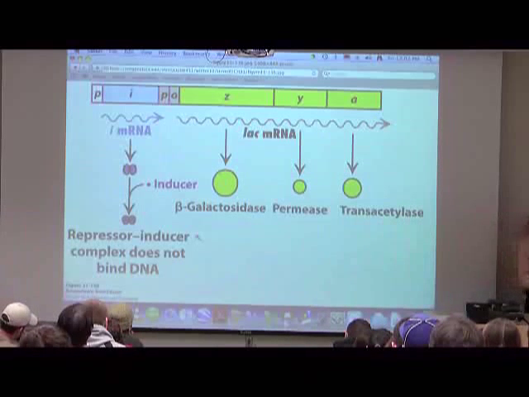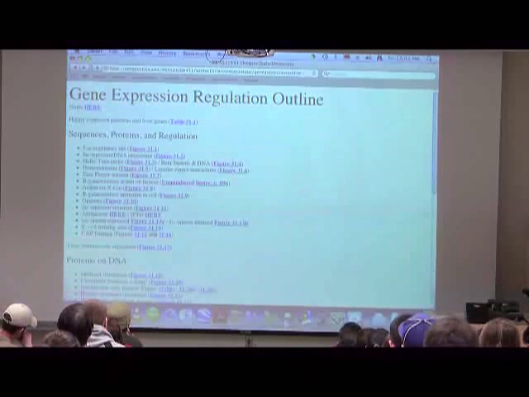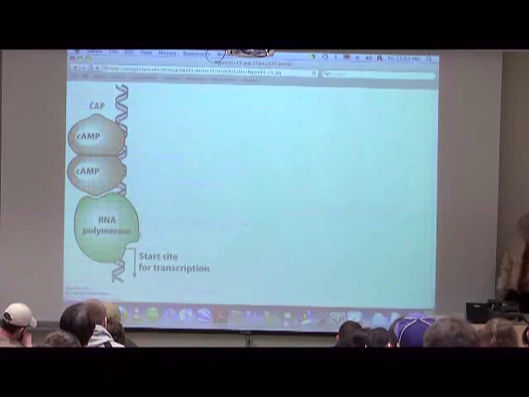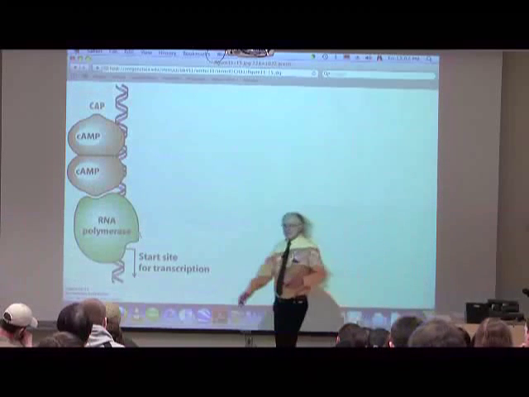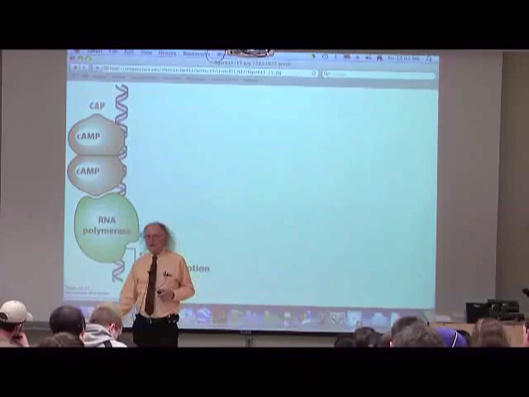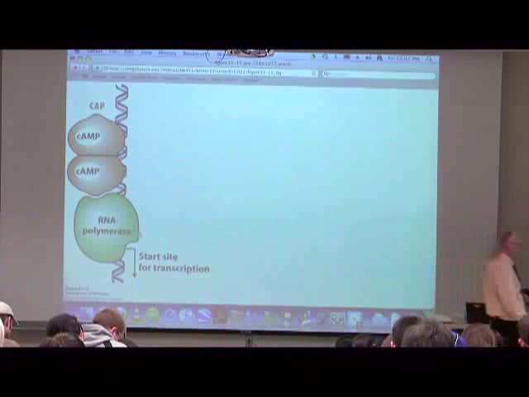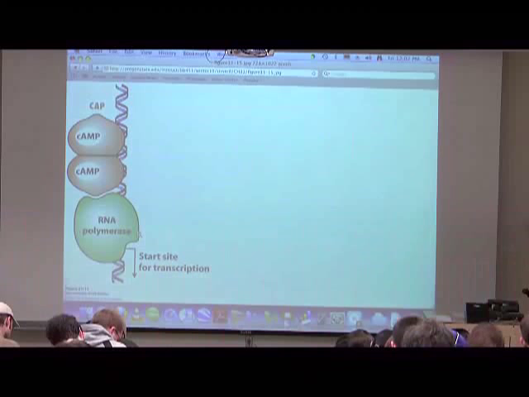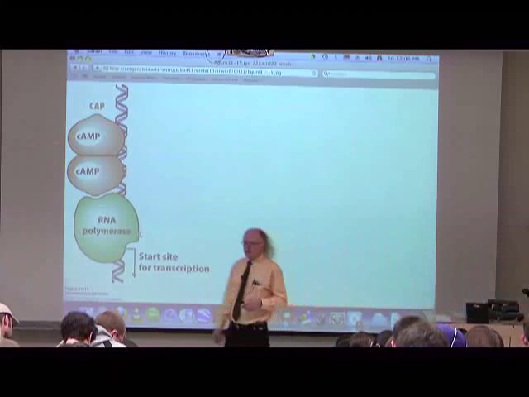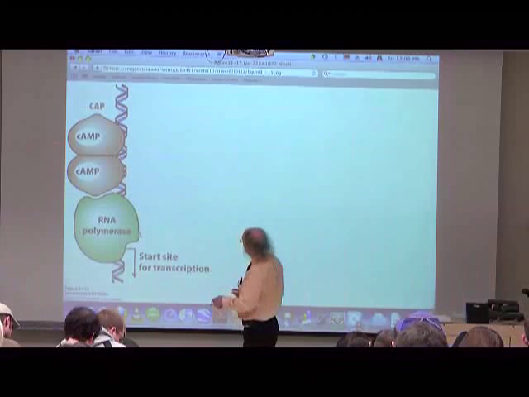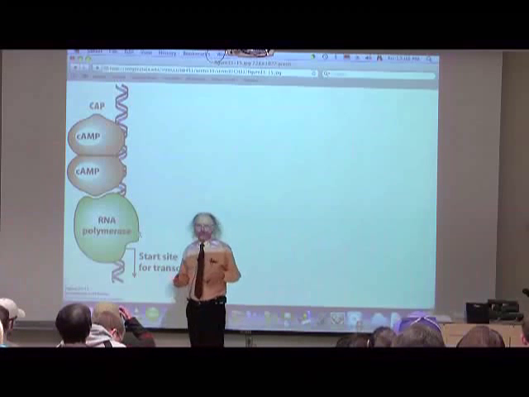Now, the piece that's missing is the fact that there is another protein that comes along, called CAP. All right. CAP, as its name suggests, binds cyclic AMP. Now, when CAP binds to cyclic AMP, CAP can bind to DNA, and it binds to that promoter region. It turns out that the cell almost always has a little bit of cyclic AMP. So most of the time, CAP will bind to the promoter region.